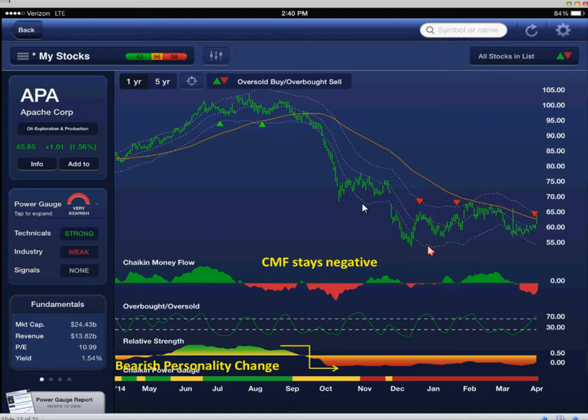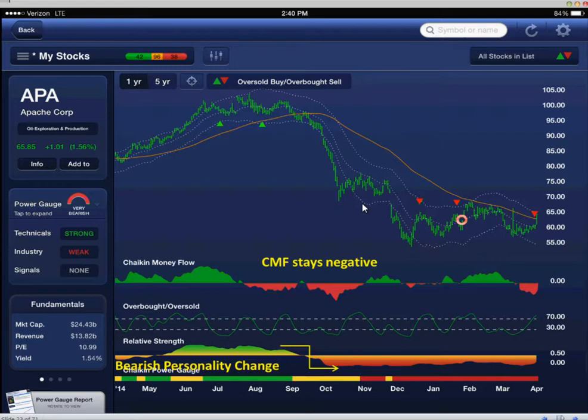Now, you missed the high at 105, but that's a heck of a lot better than the 55, and the Chaikin money flow was negative in this whole phase of the decline. Finally, the power gauge rating turned bearish in late October. The stock was around 75, still a great spot to go short or sell it because it's heading to 55, and now you got a long basing period.